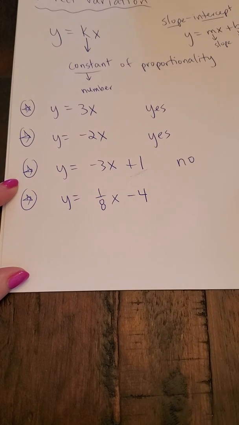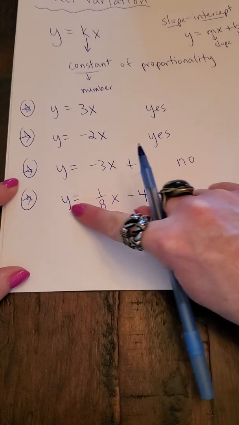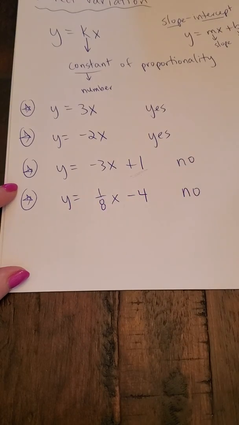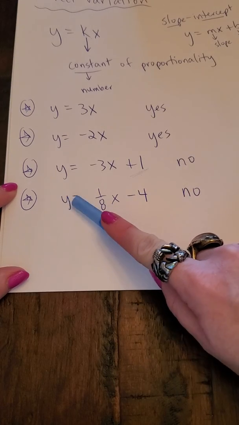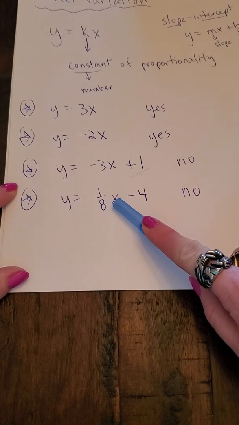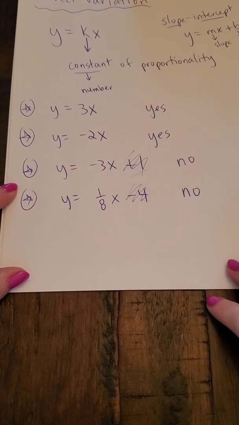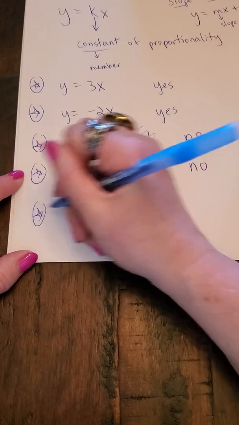Would that be a direct variation? Nope, it wouldn't. And what ruined it for you here? The -4, right. The -4 makes it not a direct variation. It has to be y equals a number and then an x. That's it. So not this part, not this part. Those ruined it. Okay, and last one.